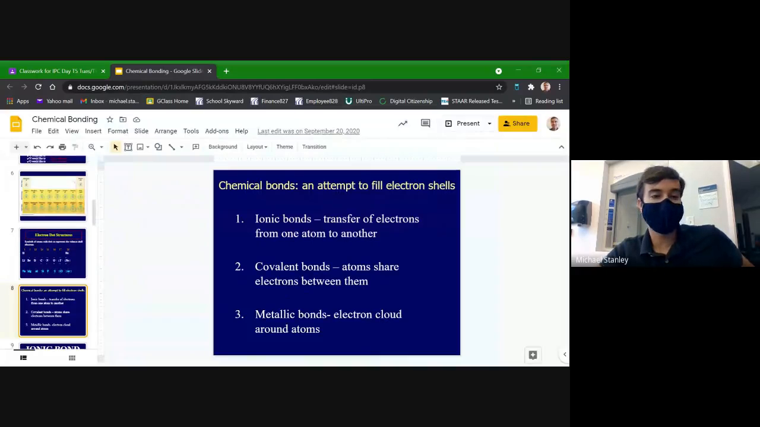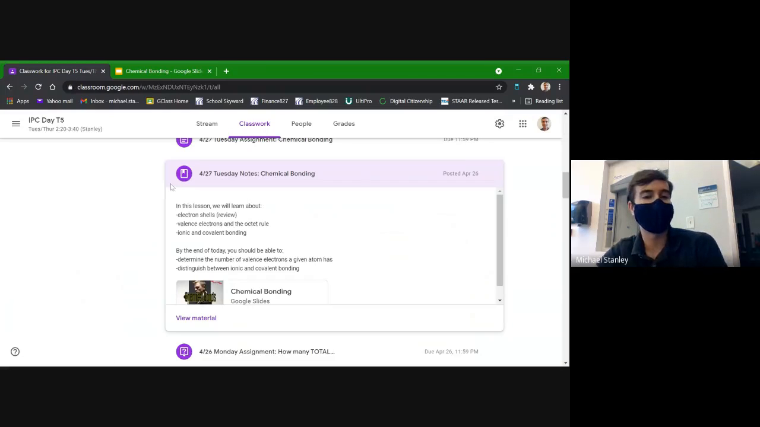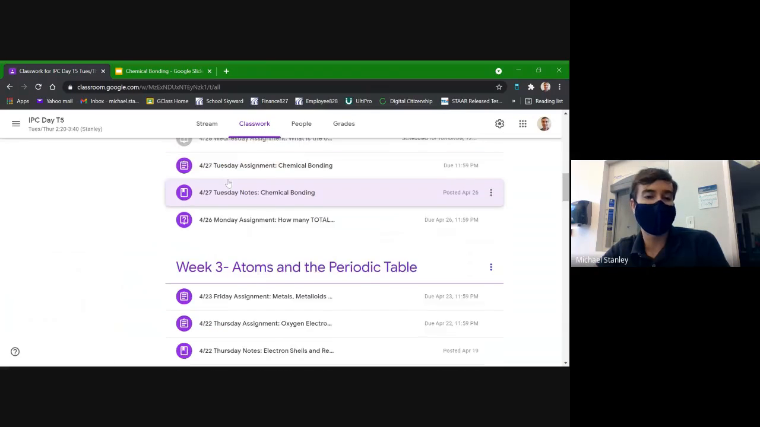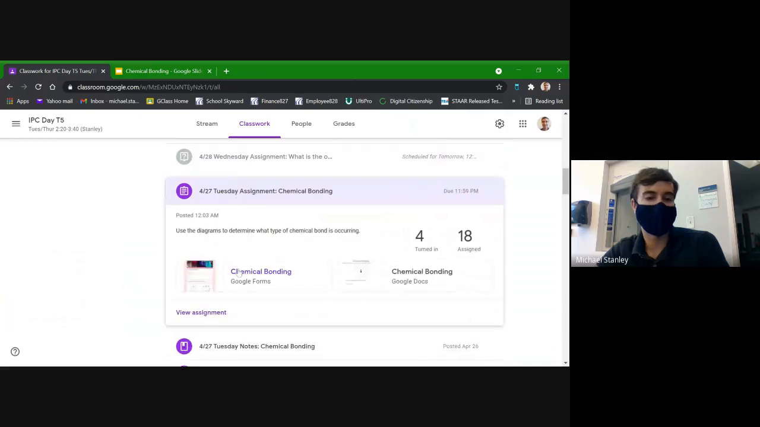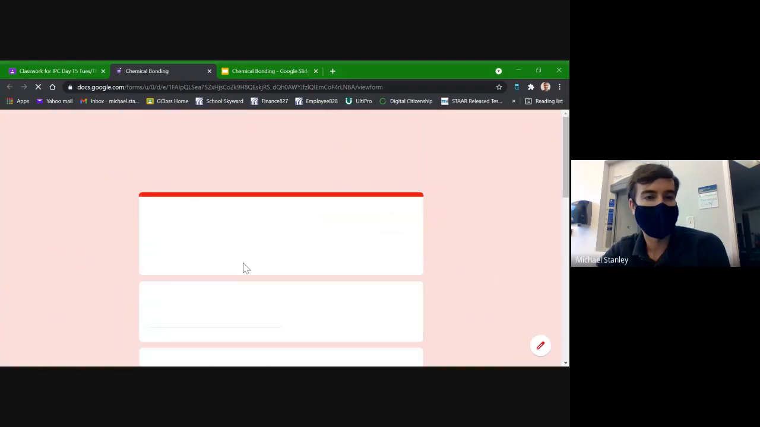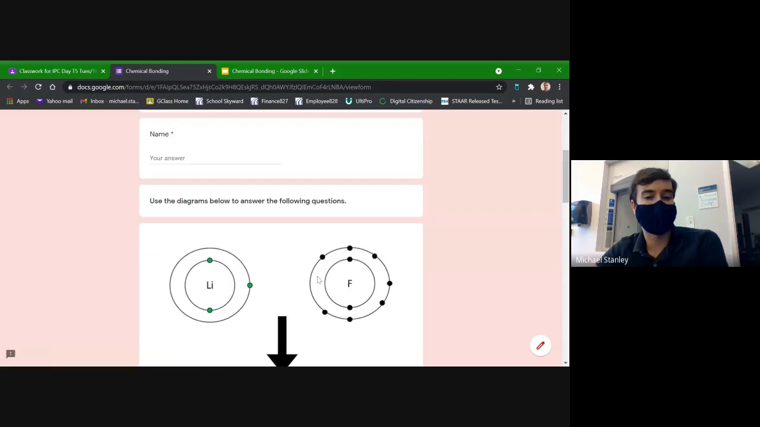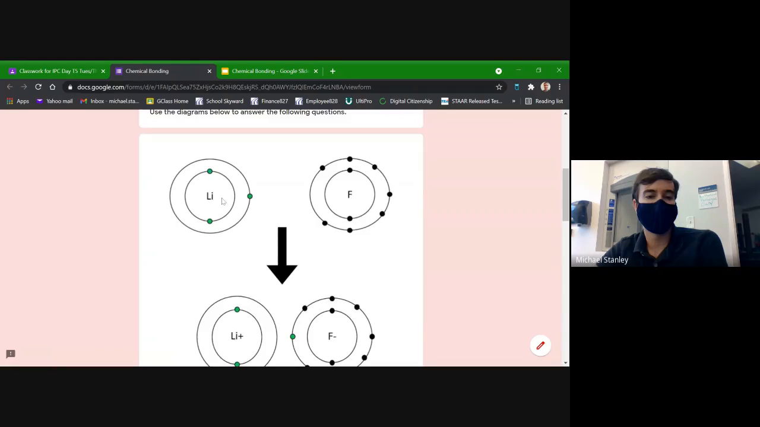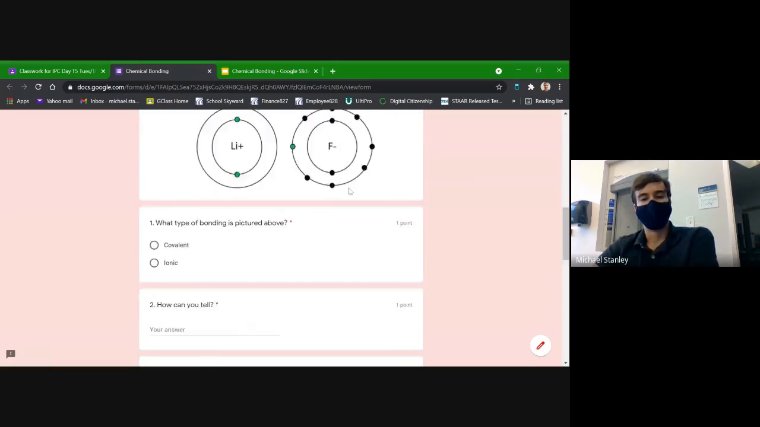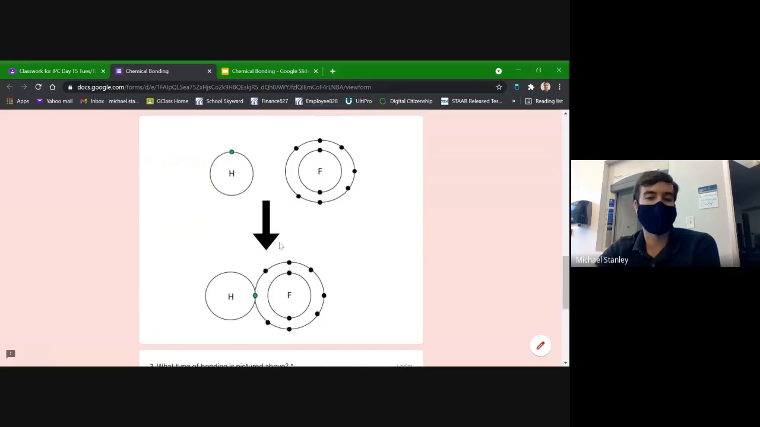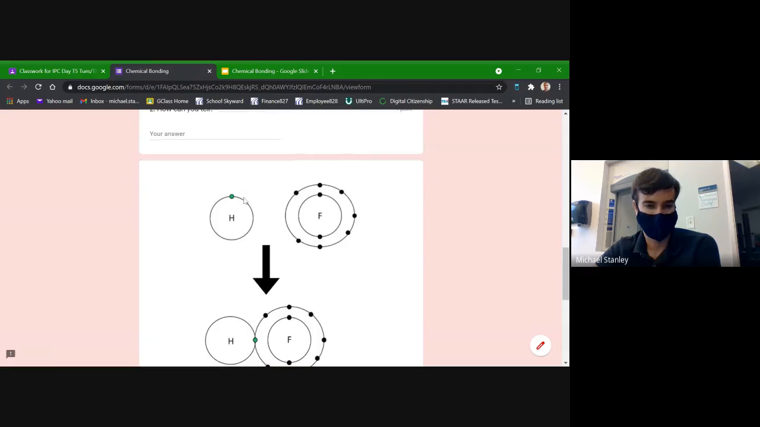So, fittingly enough, your assignments for today and tomorrow are all about these valence electrons and these different types of bonds. The one from today is pretty easy and straightforward. There are a couple of diagrams. We have this diagram right here of lithium and fluorine making a bond, and this diagram right here of hydrogen and fluorine making a bond.